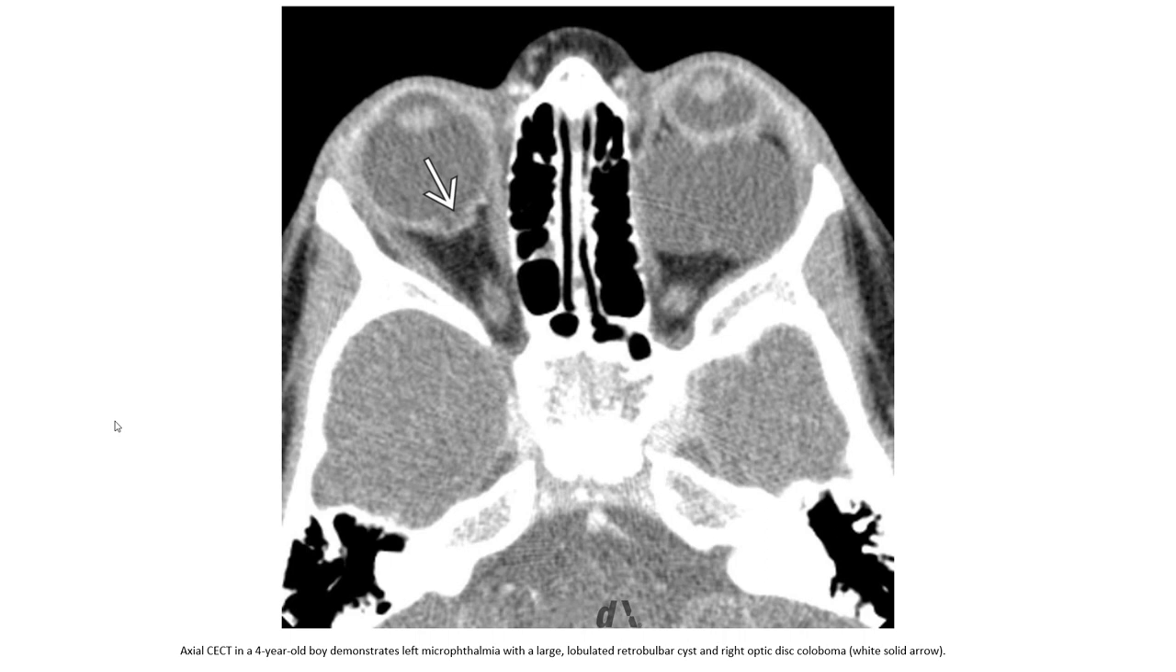Axial contrast CT in a 4-year-old boy demonstrates right microphthalmia with a right lobulated erythrobulbosis and right optic disc coloboma.